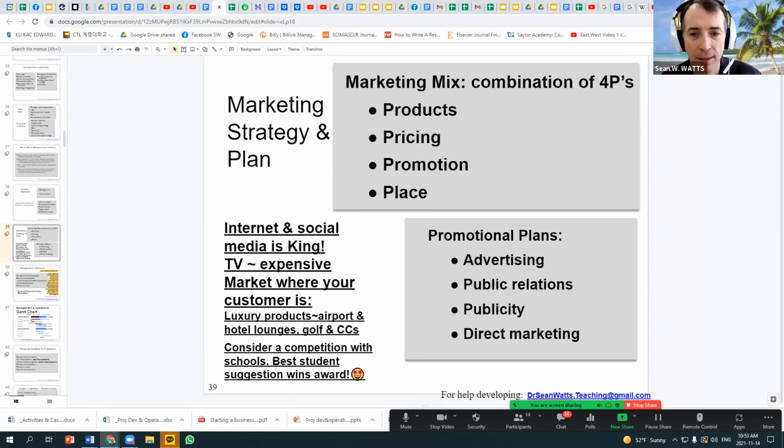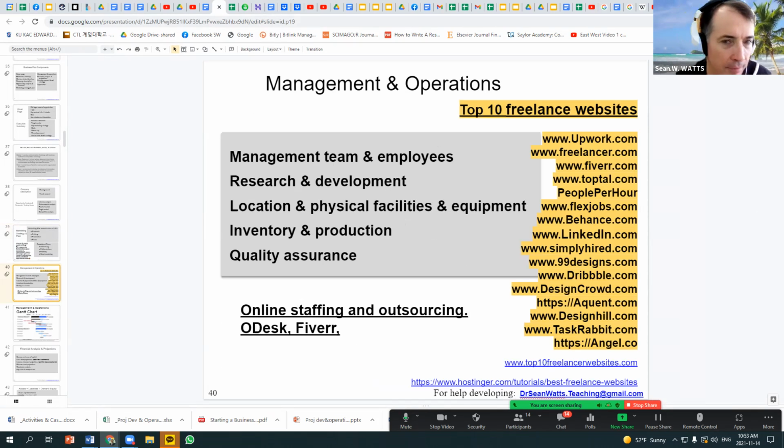Next, the idea of operations, how you're going to manage. I've already showed you the idea that you can work online, you can get customers online, you can get people to help you from online. Be aware of those details.